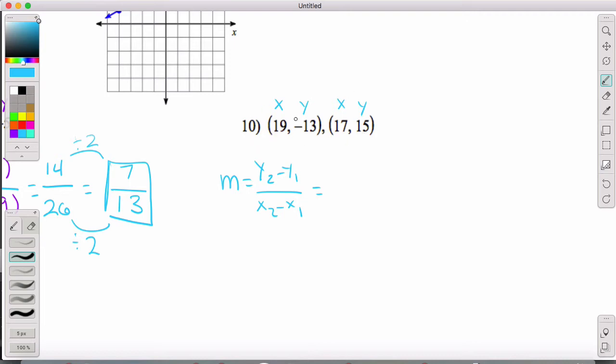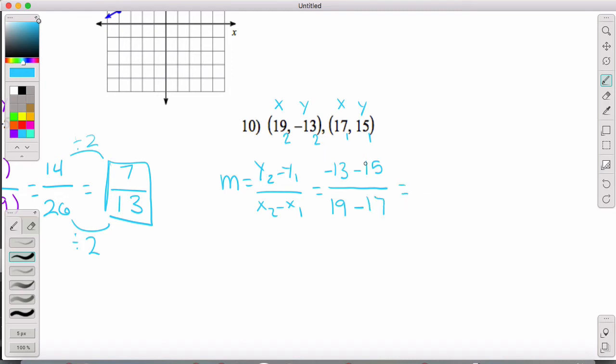Okay. So looking at this up here, let's look at our x's first. Which one is smaller? 17 is smaller, so we know this is going to be our first x, meaning this must be our first y. Therefore, this x is our second x, and this is our second y. So we're going to take this one first and subtract it from our first y. So negative 13 minus 15 over our second x, which is 19, minus our first x, which is 17.